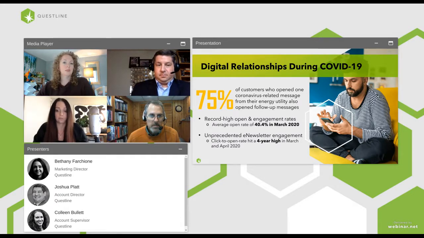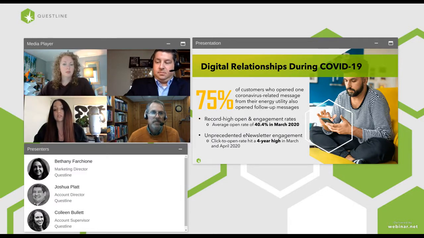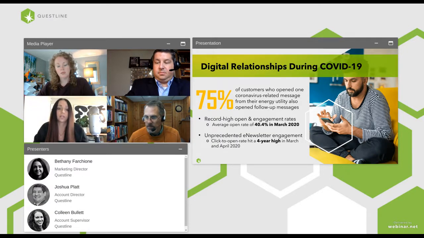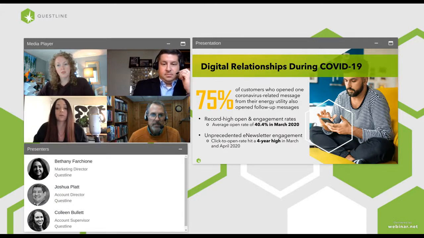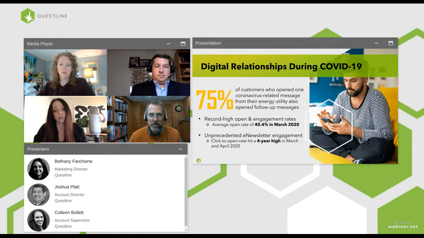E-newsletters also had unprecedented engagement. They were a reliable form of communication and a small sense of normalcy amongst the chaos. The click-to-open rate for email newsletters hit a 4-year high in March and April of 2020. The average open rate went up by 69% and click-through rate by 134% in March 2020. The most popular content during that time was about energy from working from home, cybersecurity, and bill payment options.